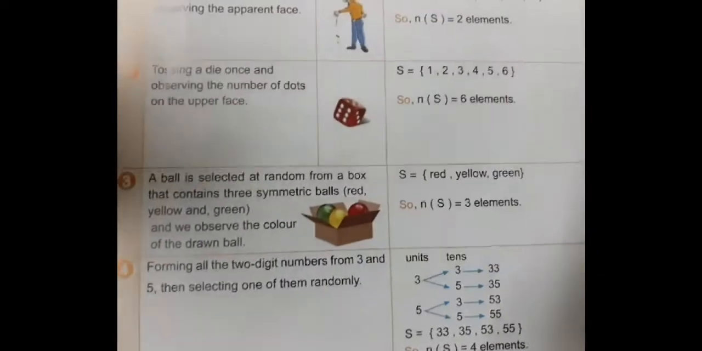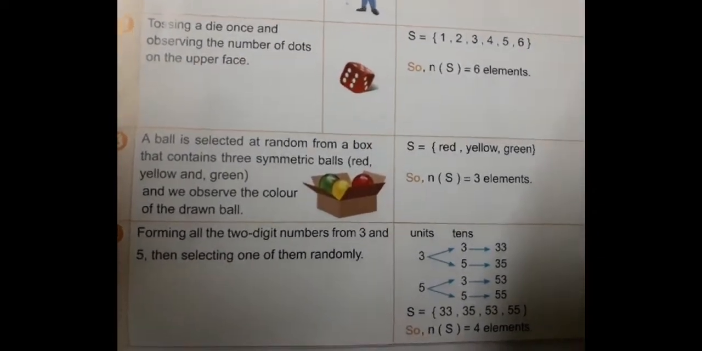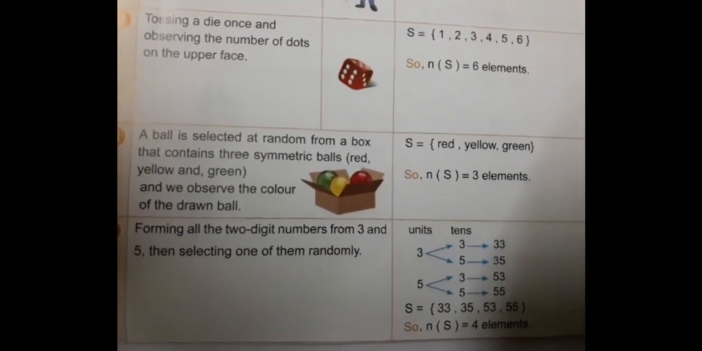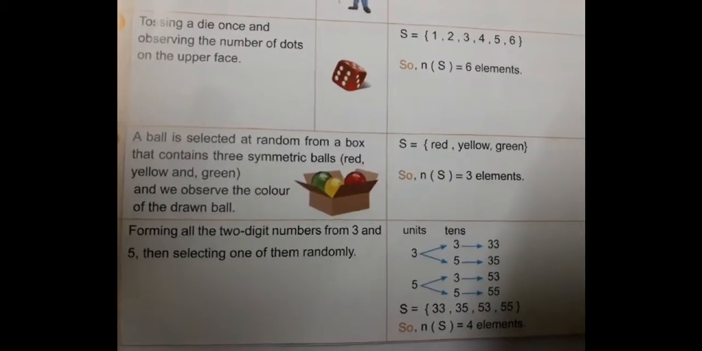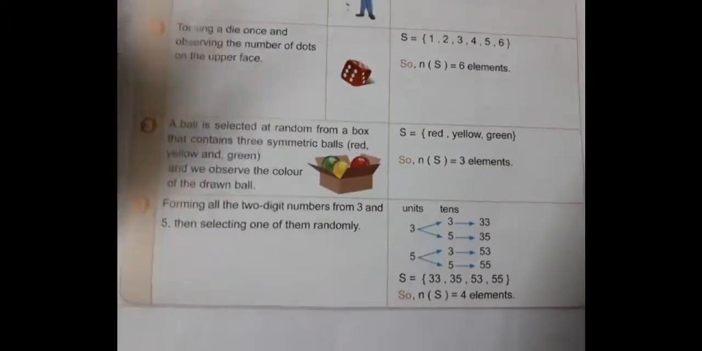Then we will put in the units 3 or 5 as shown, and in the tens the first time 3 and 5 and the second time 3 and 5. Then the numbers will appear as 33, 35, 53, 55. Then the sample space, all the outcomes اللي هي 33, 35, 53, 55. And the number of S, or number of sample space, equal 4 elements.